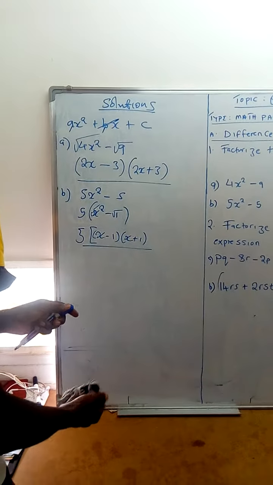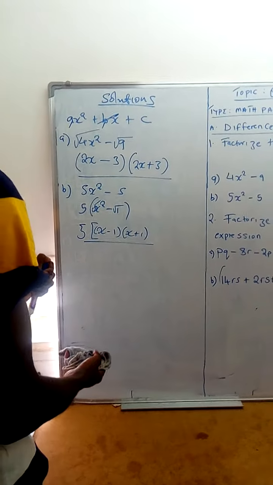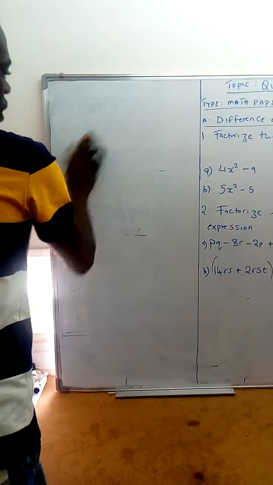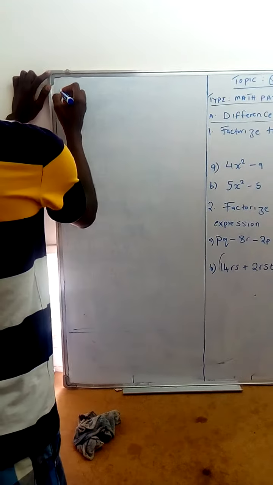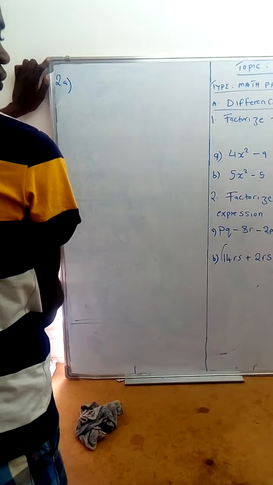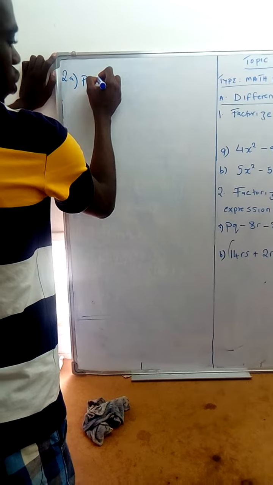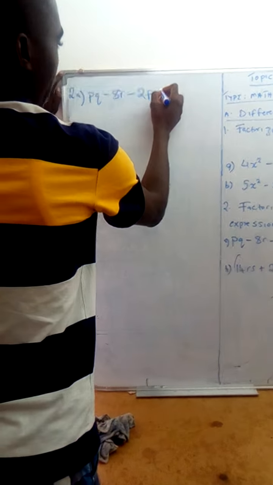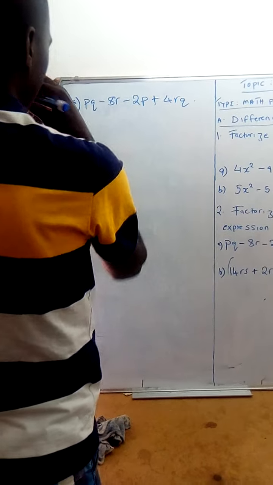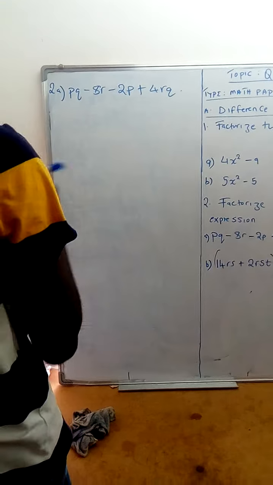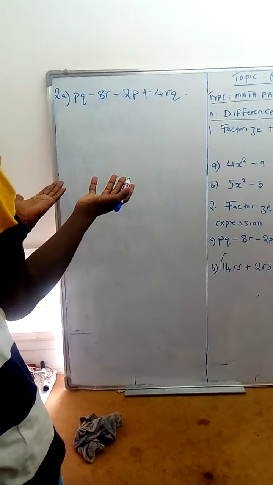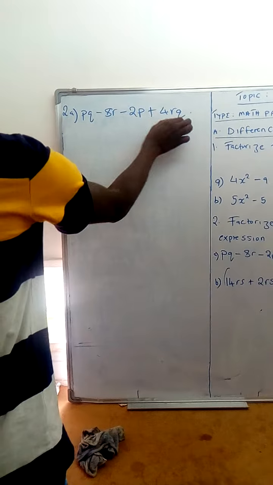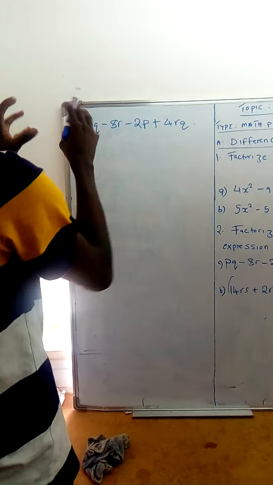Okay, let's look at the second type of questions that can be found in your Paper 1 mathematics questions. Look at question 2a. We are factorizing the expression pq minus 8r minus 2p plus 4rq. Here, it is difficult to know that this is a quadratic expression, but one thing you should bear in mind is that whenever there are 4 terms, 1, 2, 3, 4, it simply means that you have to group them 2, 2.